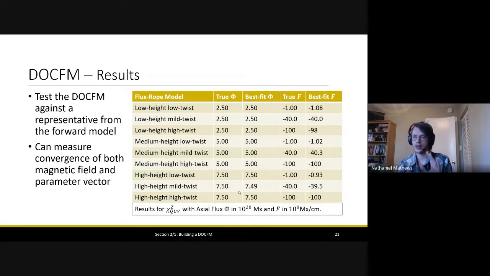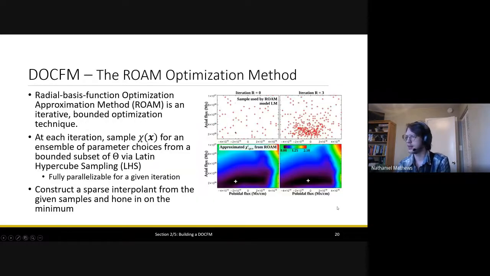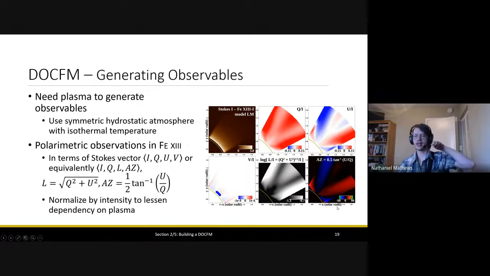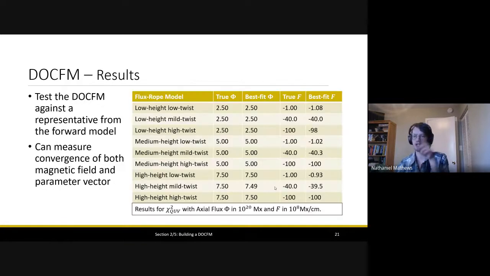It's worth noting that in these tests, we're looking sort of down the barrel of the flux rope. In the coronal images that we're using, the flux rope is coming out of the screen at you here. It's right here. So with that in mind, we recover the axial flux pretty well, and the poloidal flux reasonably well, especially for large magnitudes. But there's error in the single percents.